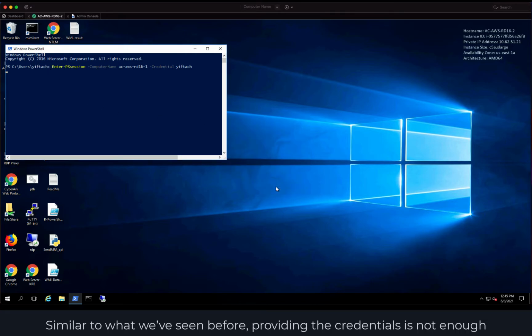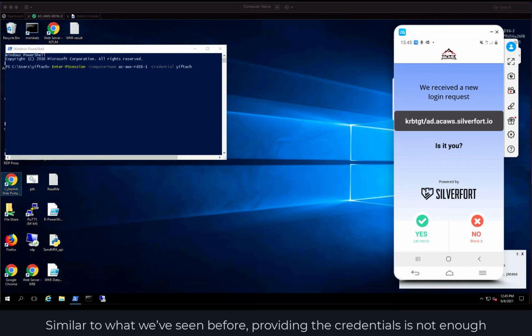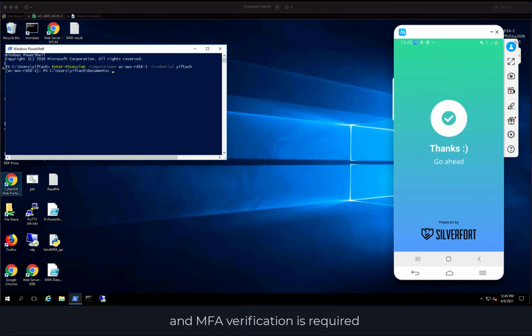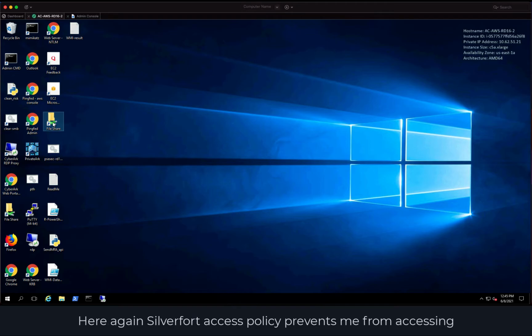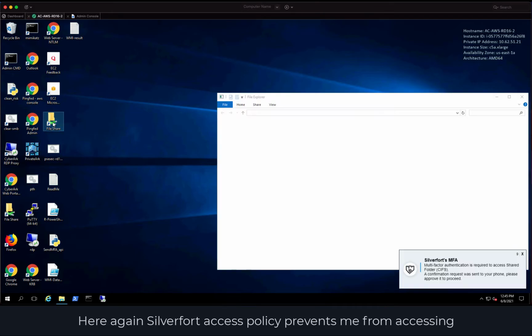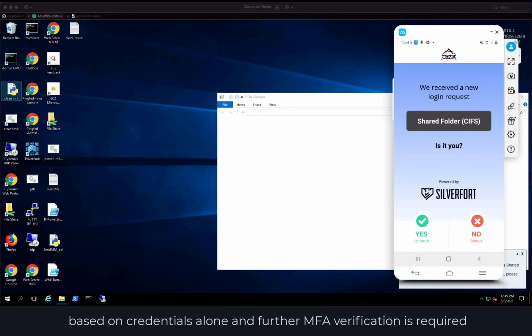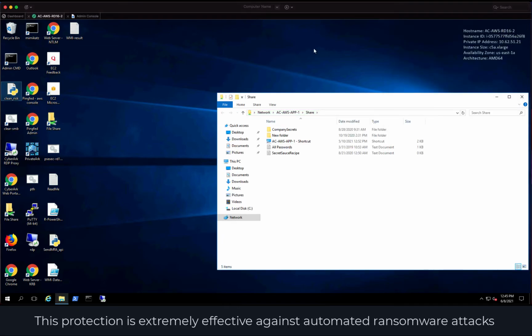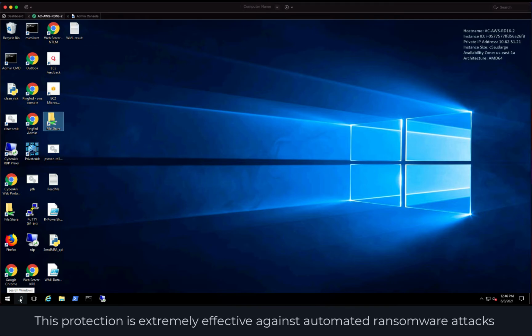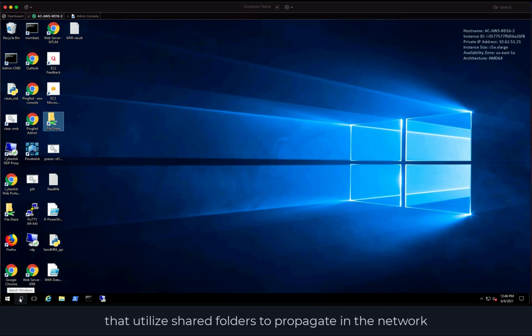Similar to what we've seen before, providing the credentials is not enough, and MFA verification is required. Shared folders contain sensitive data, and accessing them must be protected. Here again, Silverfort Access Policy prevents me from accessing based on credentials alone, and further MFA verification is required. This protection is extremely effective against automated ransomware attacks that utilize shared folders to propagate in the network. The MFA requirement eliminates this threat altogether.